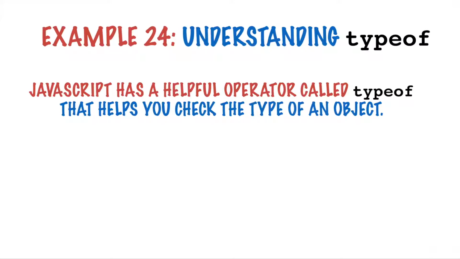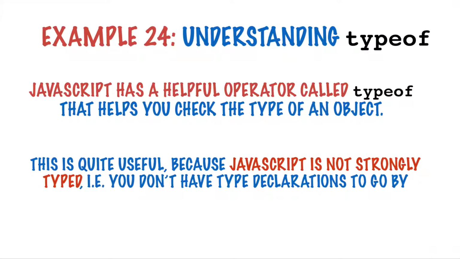JavaScript has a very helpful operator called typeof. This helps you check the type of an object. Once the object exists and you have a variable referencing that object, you can use typeof to figure out what kind of object it is. It's pretty useful because since JavaScript is not strongly typed, there are no type names that you can see when a variable is declared. So there's no way to see, once a variable is declared and initialized, what type that variable is. typeof will help you there.